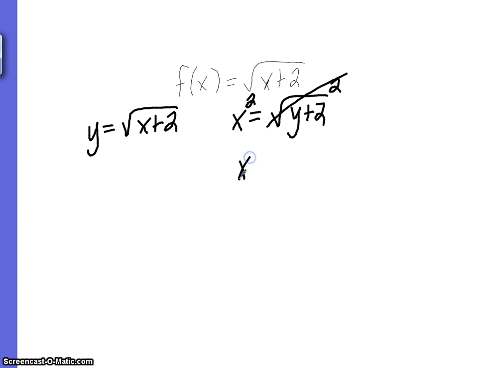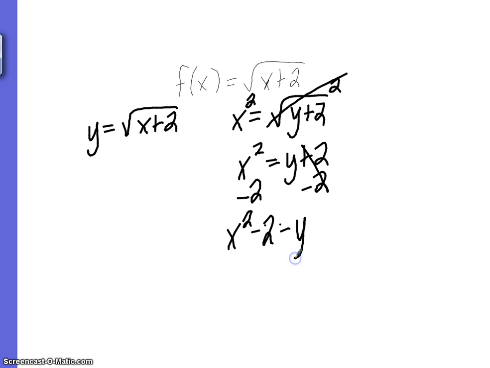And so I've got x squared is equal to y plus 2. Now I'm going to subtract the 2 to the other side. And I'm left with x squared minus 2 is equal to y. And I finished solving for y. There's my answer.